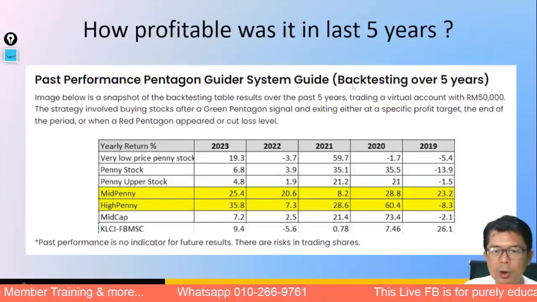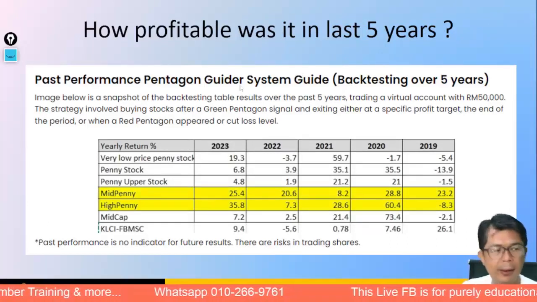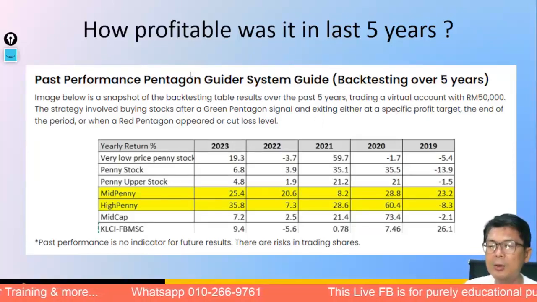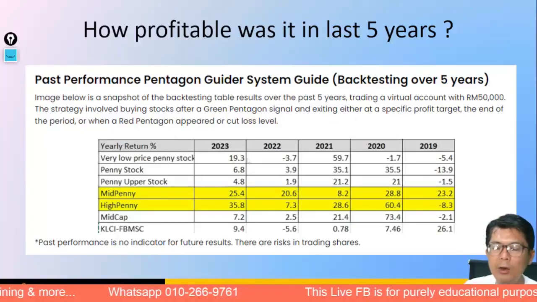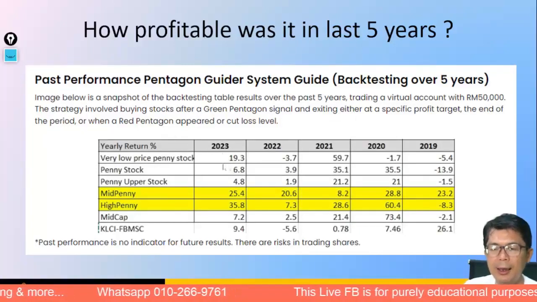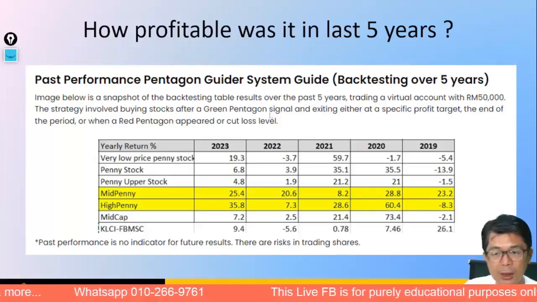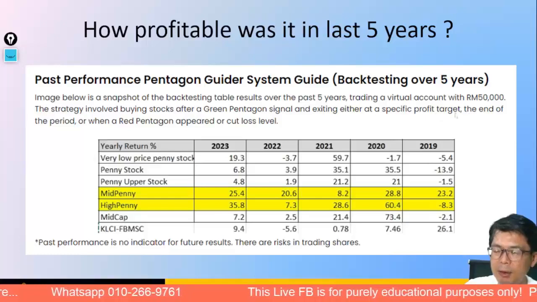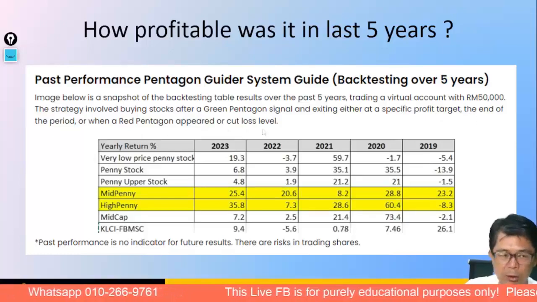Okay, Mr. Yao. All right. So how profitable was it in the last 5 years? Now I can go out and say this because we've done a lot of back testing over the last 5 years with an account size of $50,000. You can see here, very low price for year 2023 has 19.3%, trading with $50,000. It involved buying after the green pentagon, like what I just said, and exiting at a specific profit target, end of a period, or when red pentagon or cut loss.